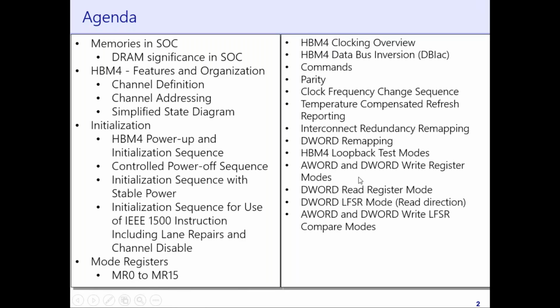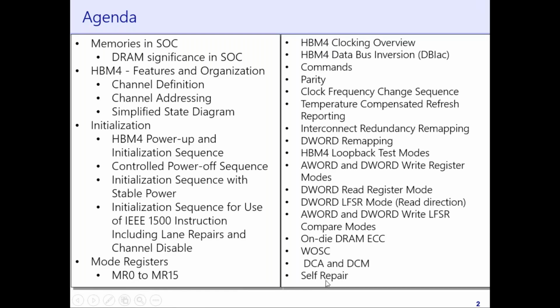Okay, so this all will be part of the loopback test modes. A word, D word, write LFSR compare modes. Then we'll talk about the on-die DRAM ECC concept. Right, clock oscillator we'll talk about, and duty cycle adjuster and duty cycle monitor. We'll also talk about the self repair concept that is implemented in HBM4.